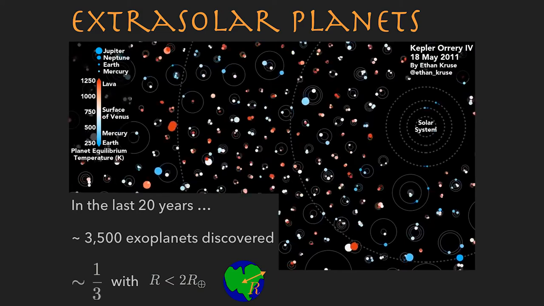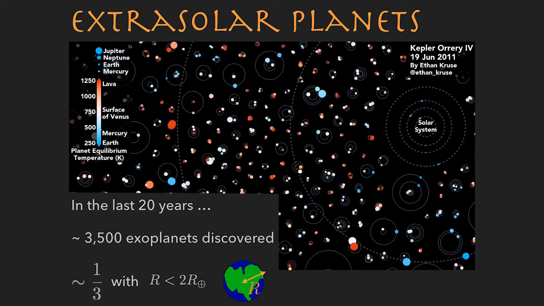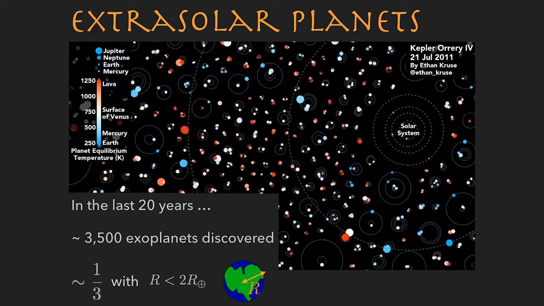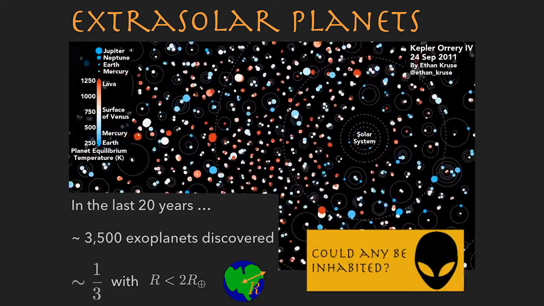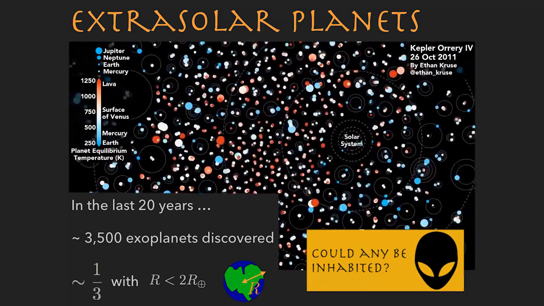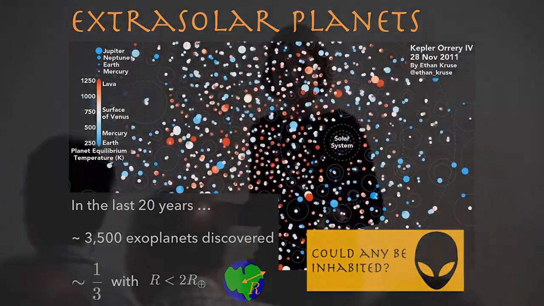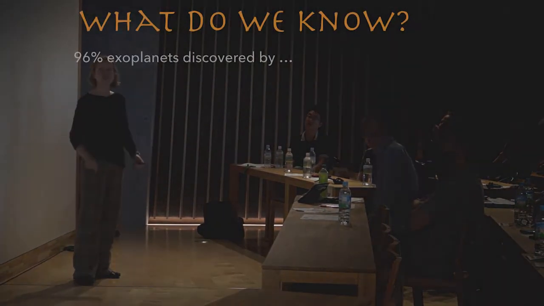Roughly one third of those have a radius that is less than twice the size of the Earth. So we have all these Earth-sized worlds, but could any of them be inhabited? And how would we know? Well, 96% of exoplanets have been discovered through one of two techniques.